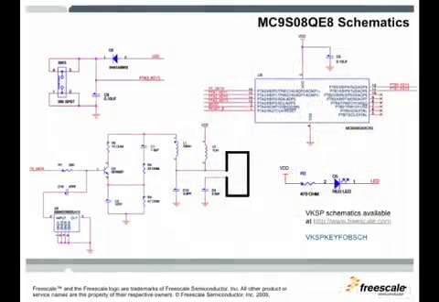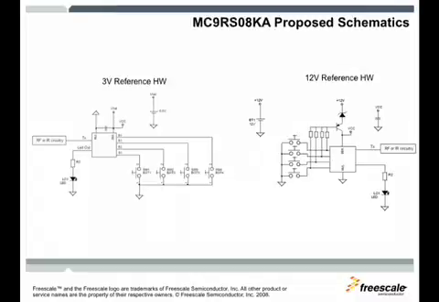The transmitter hardware was originally developed for the VKSP, a higher-end remote keyless entry solution from Freescale. For more details, please visit the Freescale website. The low-cost KA1 transmitter hardware is shown in this slide. Emphasis was made on minimum component count while designing the transmitter. More information can be found at Freescale's website.